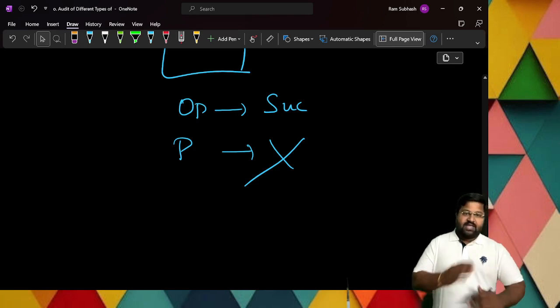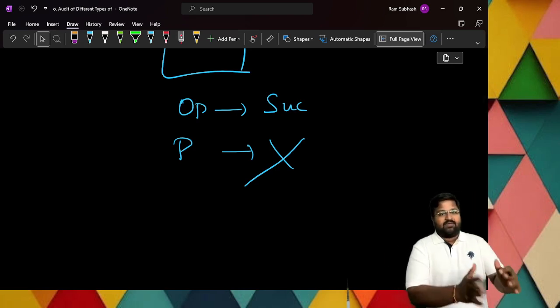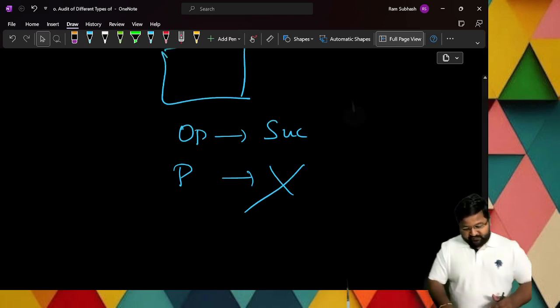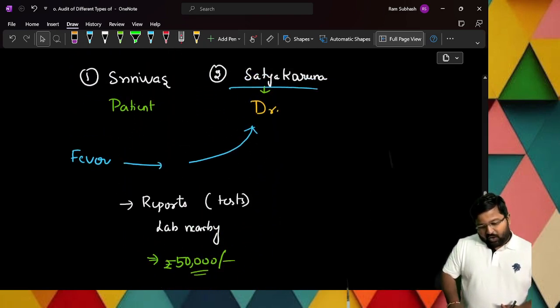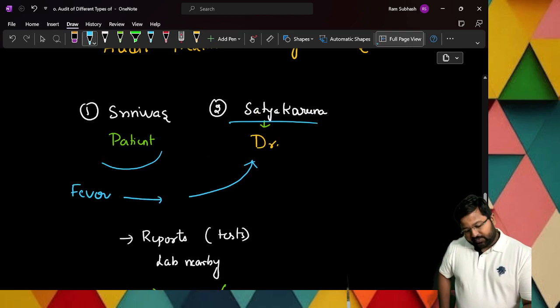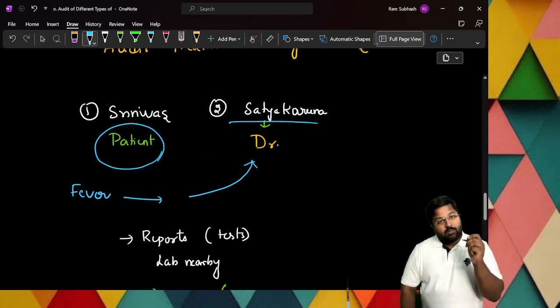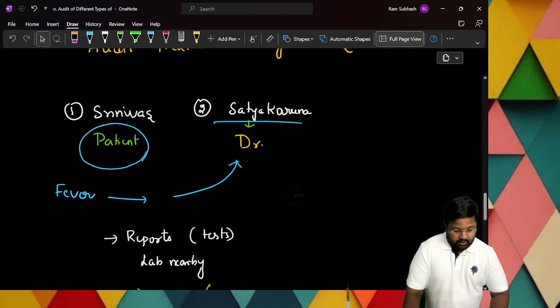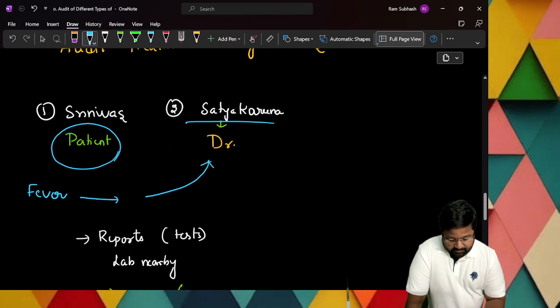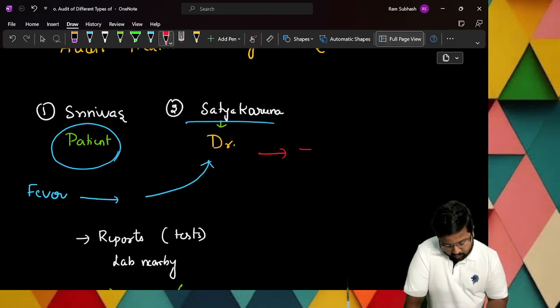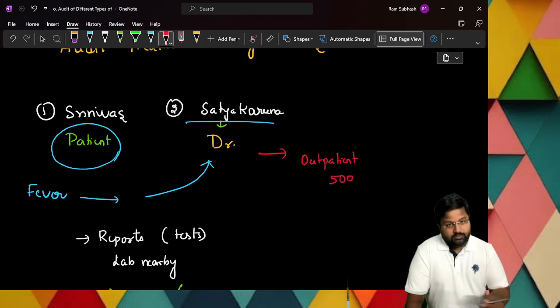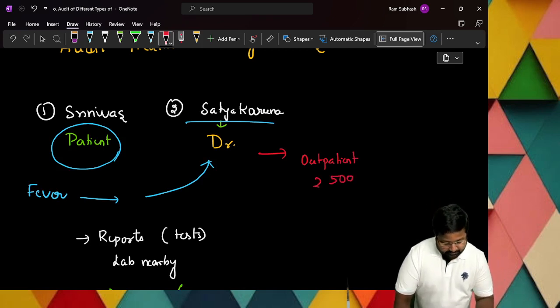Okay. In this scenario, I will make you link up with the audit of hospitals. First, how did the patient enter? He entered with a normal fever. Okay, now. Normal fever generally, whom will I call him? He is an outpatient. So what will he pay? A normal entry fee, some 500 or 1000. So he paid that amount.